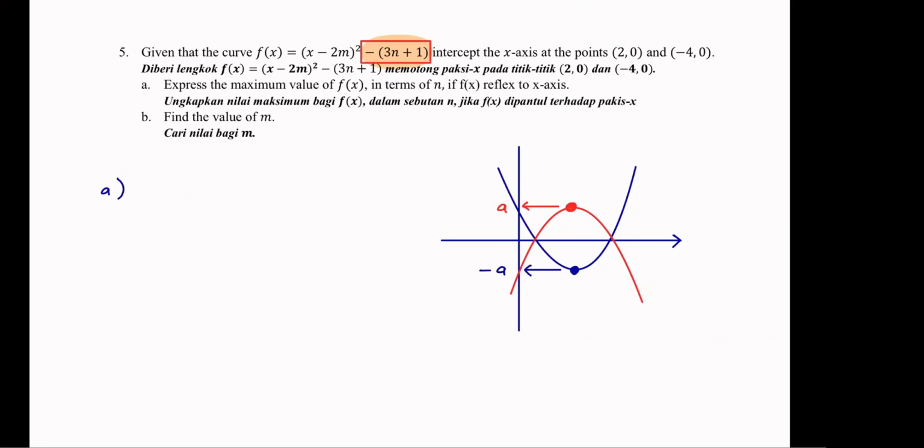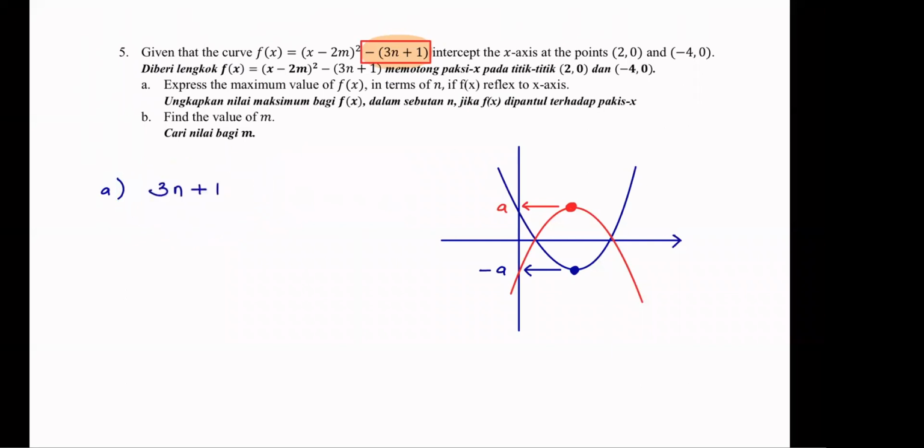So apa dia minta dekat sini? Express the maximum value of the f(x) in terms of n. So that means your maximum value, this is your maximum value lah, 3n plus 1. Done. Faham tak? That's your maximum value, 3n plus 1. Itu sajalah, tak ada nak buat apa dah. Class, are you there? Understand or not?